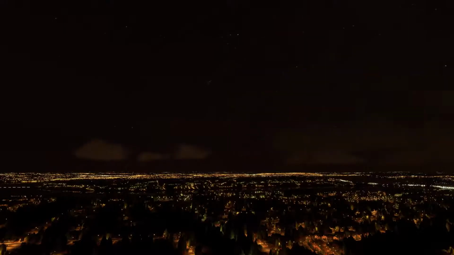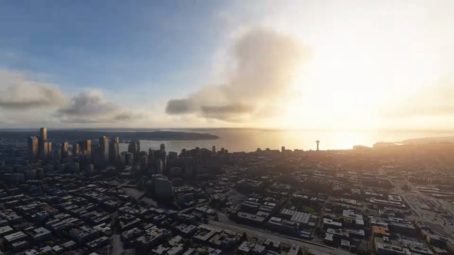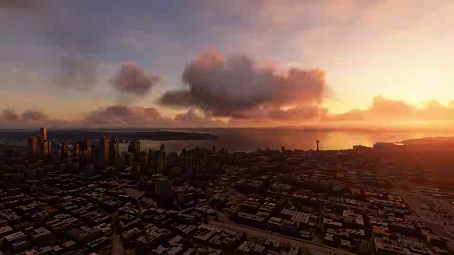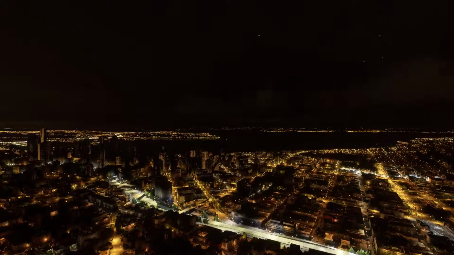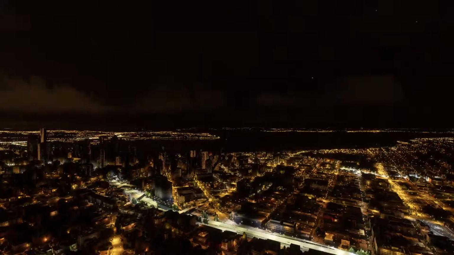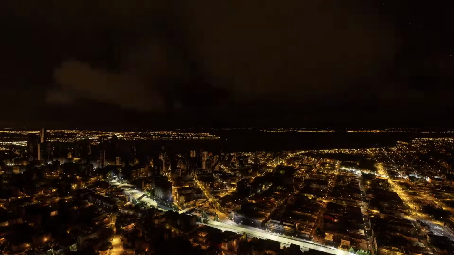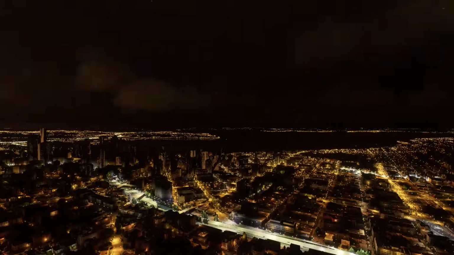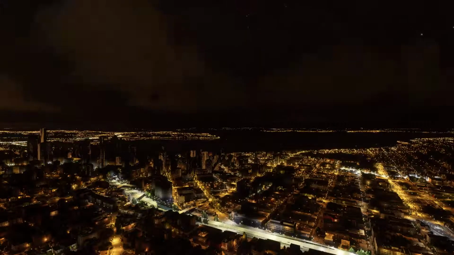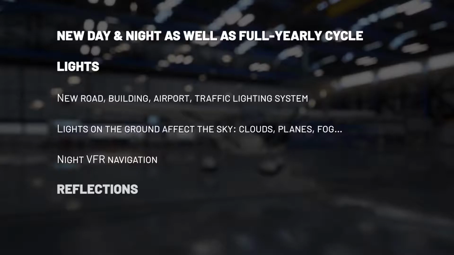We have also completely revamped the lights on the ground. So the city lights, the road lights, the runway lights, or the airport lights in general, all those lights will also inform the rendering. You can see the clouds being lit by the city by night. And it allows, as a result, VFR navigation by night, which is pretty cool. All the reflections also are taken into account. So you will see all those lights reflect on the water, for example.